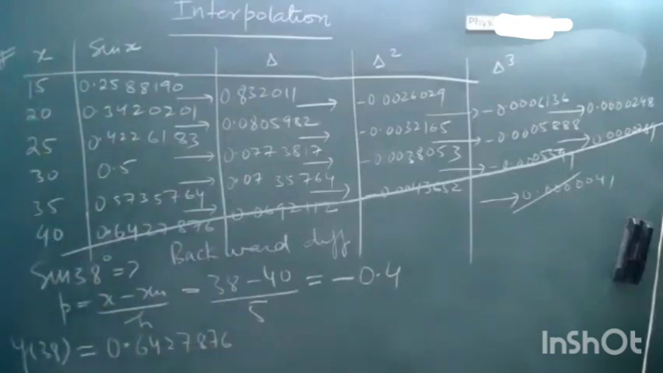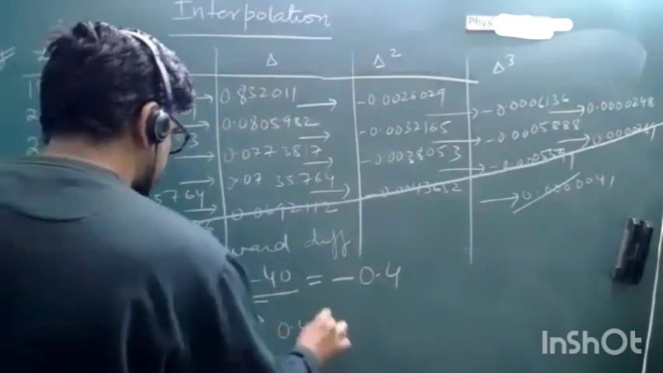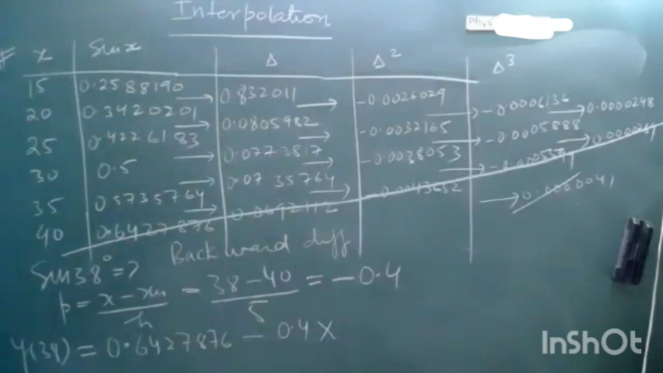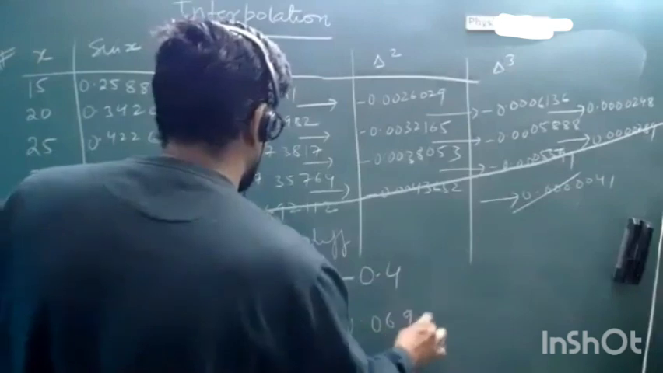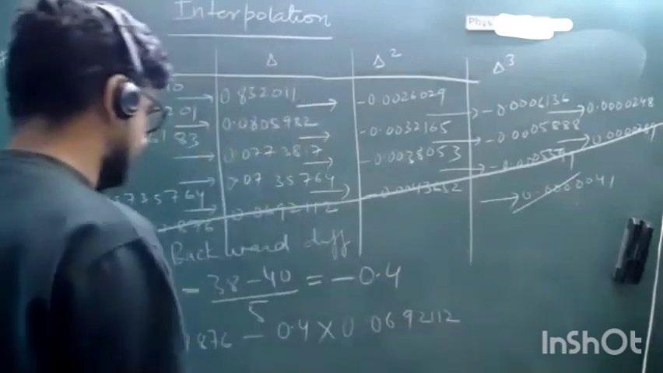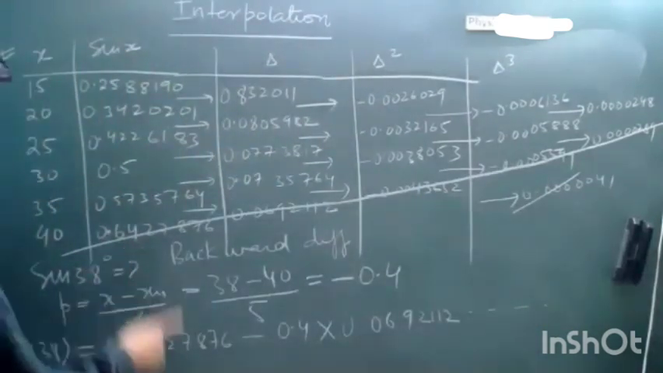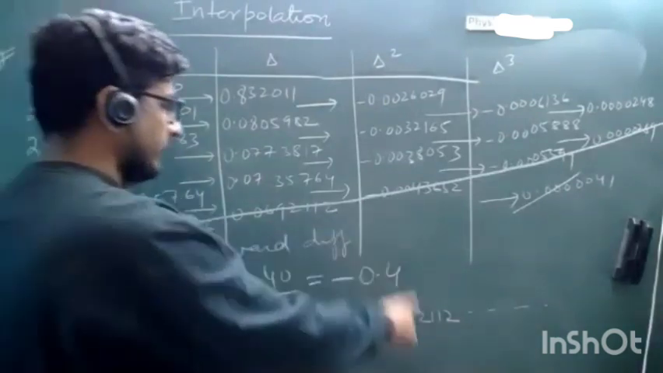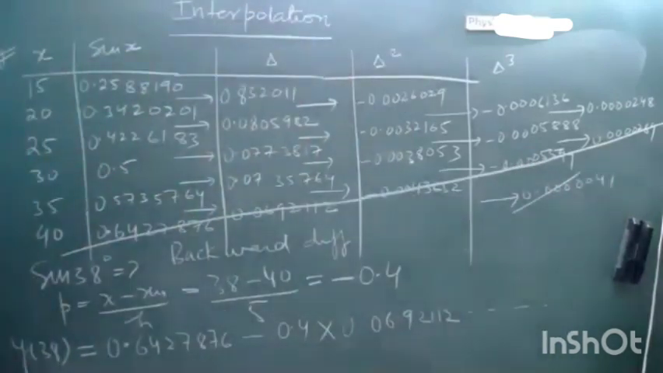0.642786. This is the first term. Then minus 0.4 into, ये टर्म हो गया, ये वाला टर्म अब लिखना है 0.069211 like this, and then next terms. इस तरीके से आप सारे terms लिखेंगे यहाँ के. So you know the formula, yn, then this will be used, then this will be used, then this, and finally yx will be formed.